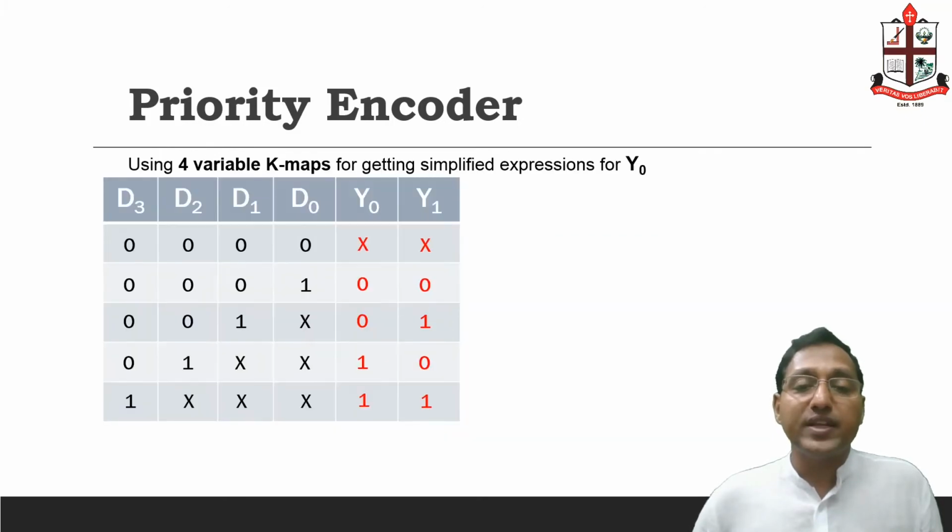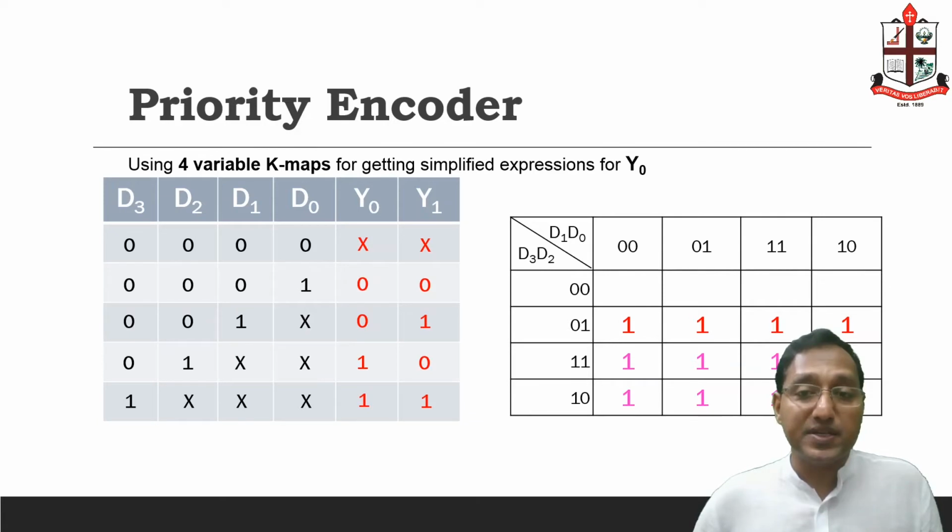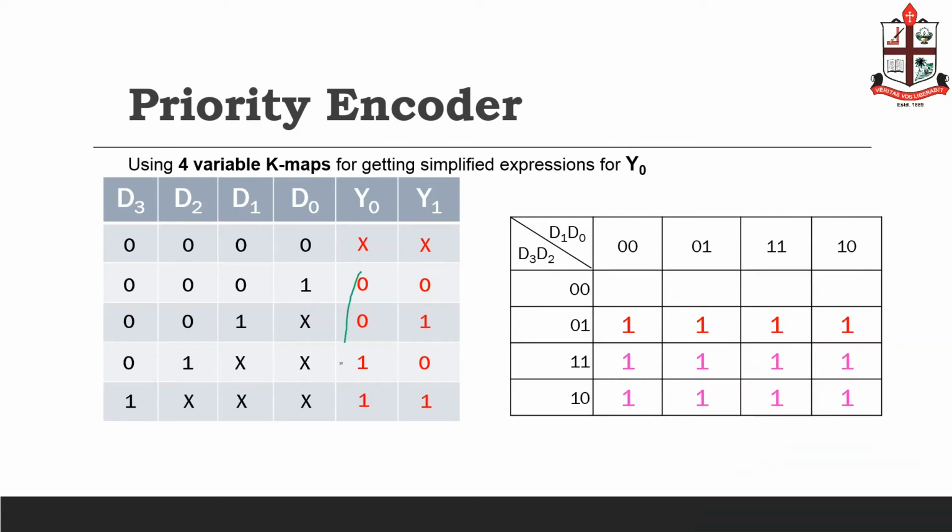Now, let us use the K-map to get the simplified Boolean expression for Y0. This is the output Y0, where we have to represent these two ones in the K-map. The first one starts with 0, 1, and the other 2 bits can be anything. So these 4 ones will make the first group.